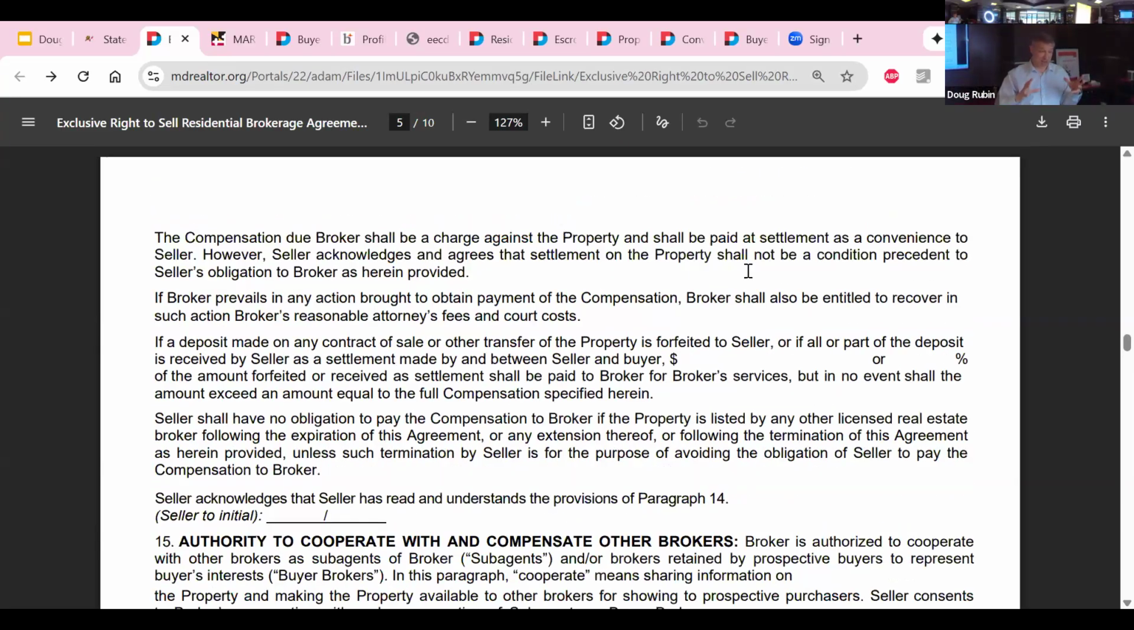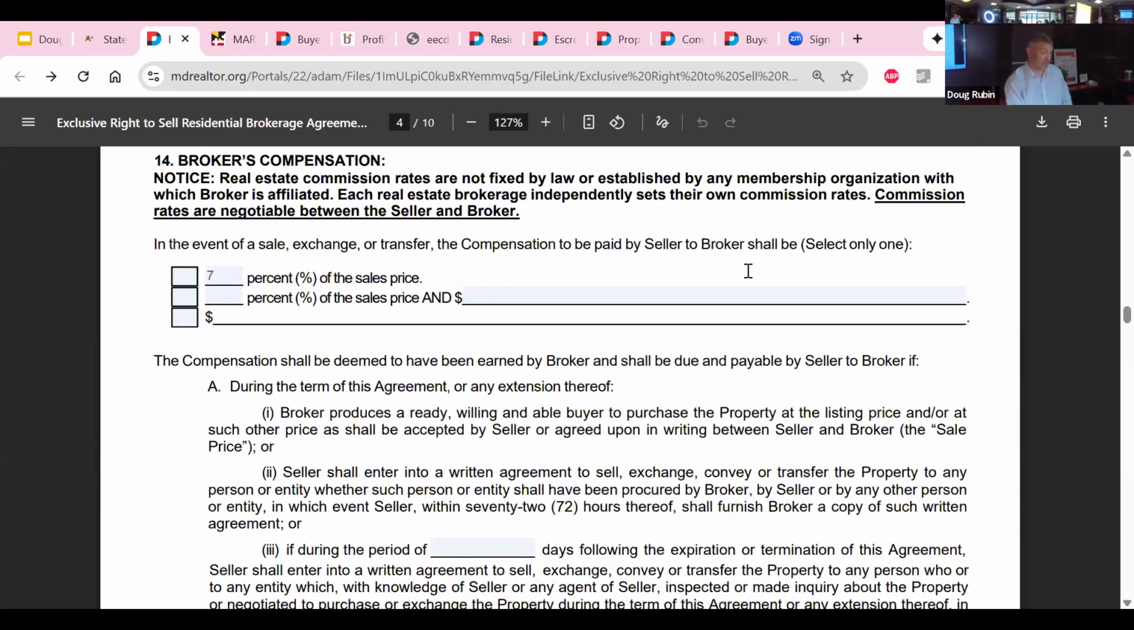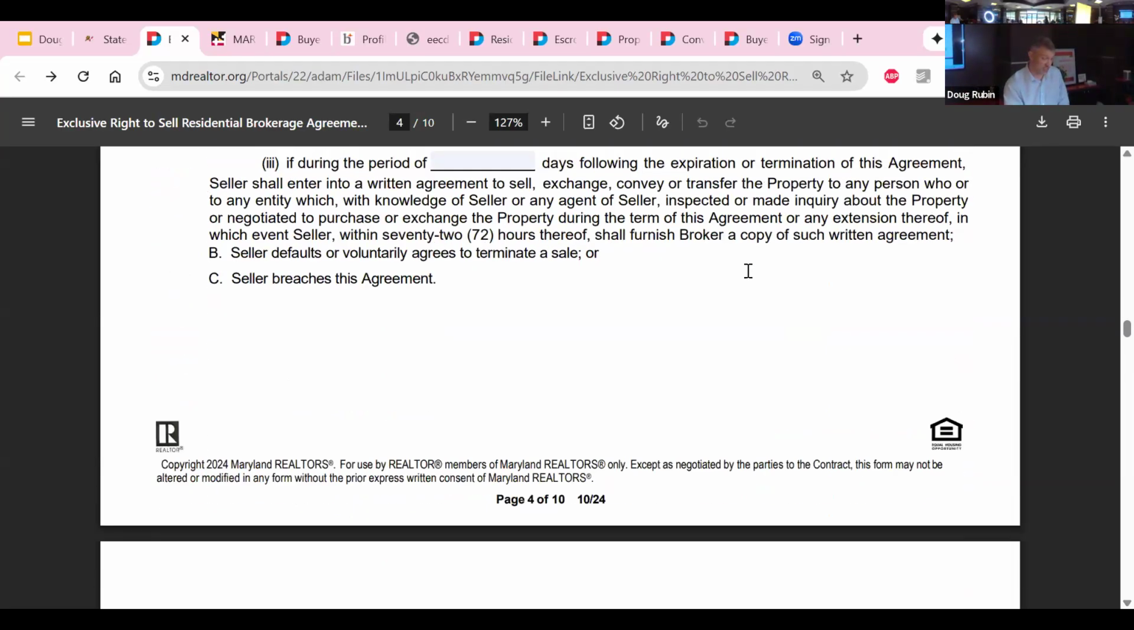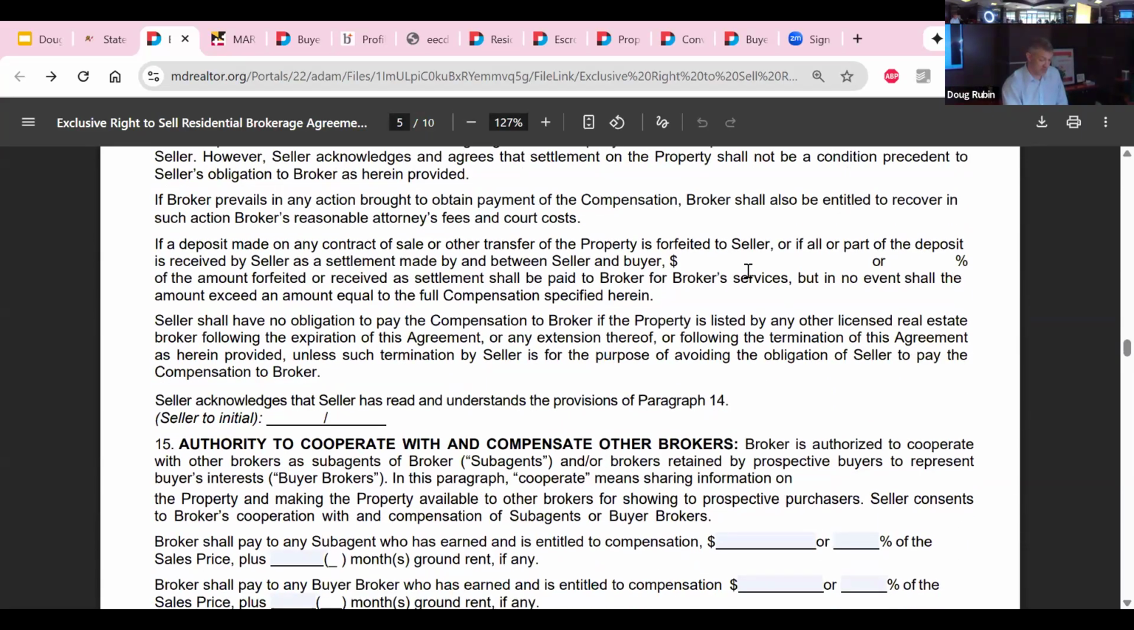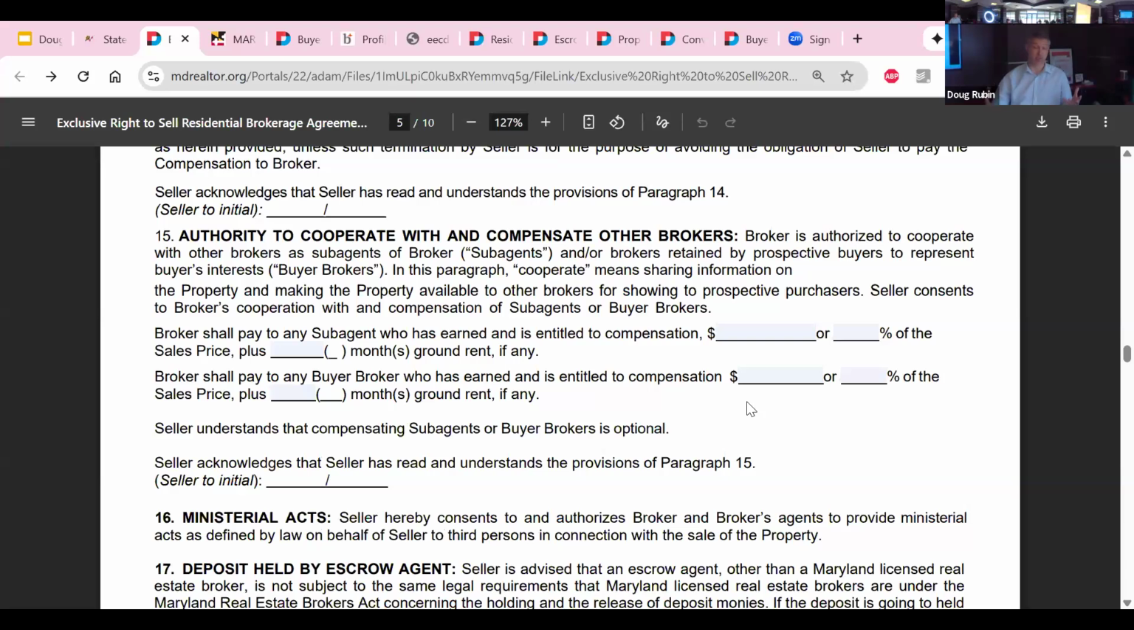The splits are not mandated by anyone. The numbers are not mandated by anybody. But remember, in this kind of example, this agent is charging 7% total on the listing side. So that's what the seller's paying. So here in paragraph 15, you say, okay, if somebody does bring you a buyer and wants to buy this house, what are you willing to share? Or what are you directing us, the listing agent, to share with the other side?